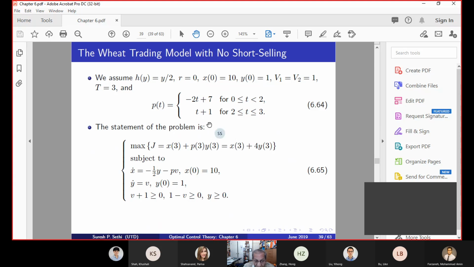So now what I'm going to do is complicate the problem. The first thing I'm going to do is not allow short selling, which means that I'm going to have a constraint on y. It cannot be negative. Okay, so you know what I'm saying, y has to be bigger than or equal to 0. That means no short selling. I cannot have a negative amount of wheat. That's what it means by short selling. I sell what I don't have.